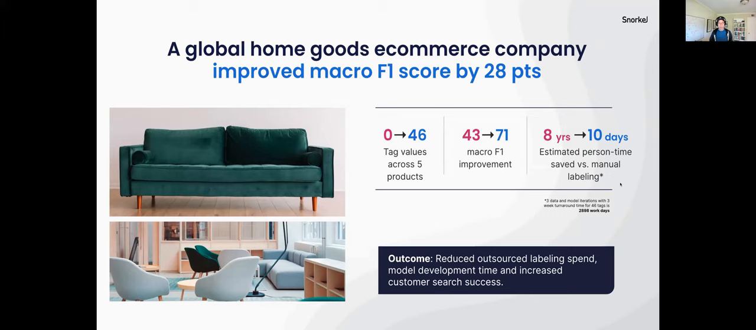We also got to do some great work with a global home goods e-commerce company. They were able to improve their F1 score on a content tagging and classification approach over images by over 28 points of F1 score.